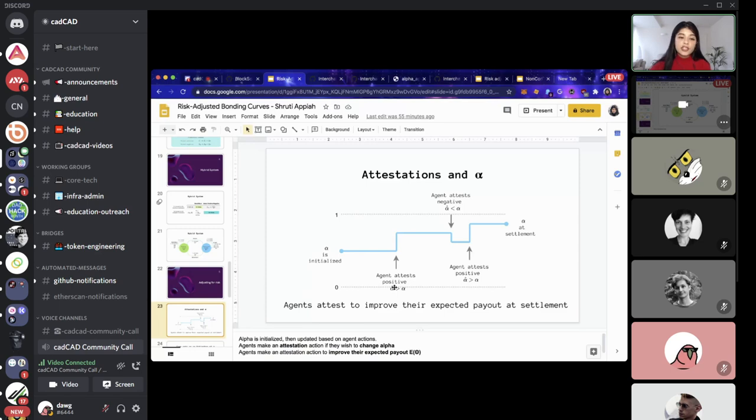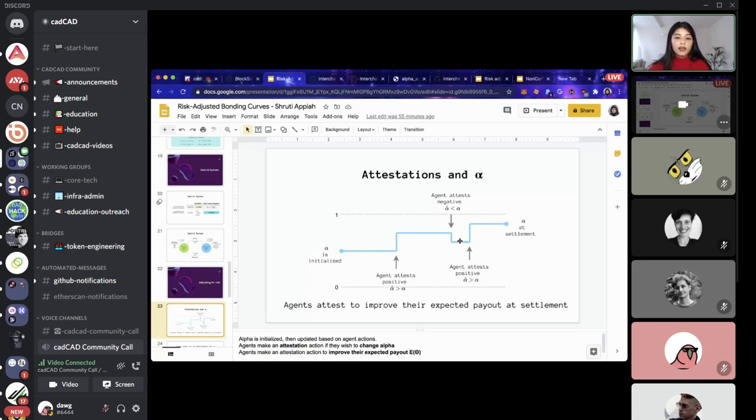And so whenever an agent attests positively, or when they bet positively for the project, then they move alpha up. And so the system alpha will move up. And whenever an agent attests negatively, then the system alpha will move down. And the agents are making these actions based on their private belief of whether they think the project is going to be successful or not. So based on their private belief, which is the alpha hat that you see here, they attest positively or negatively. And finally, an agent can place as many attestations as they want, and they can make those attestations at any time step.